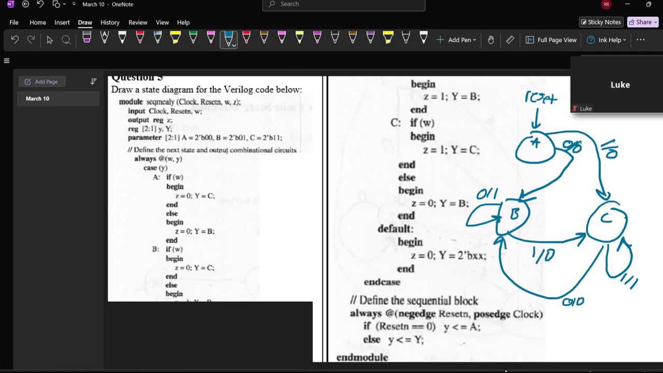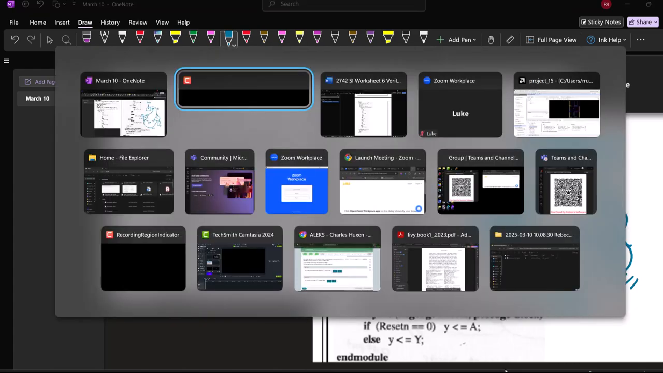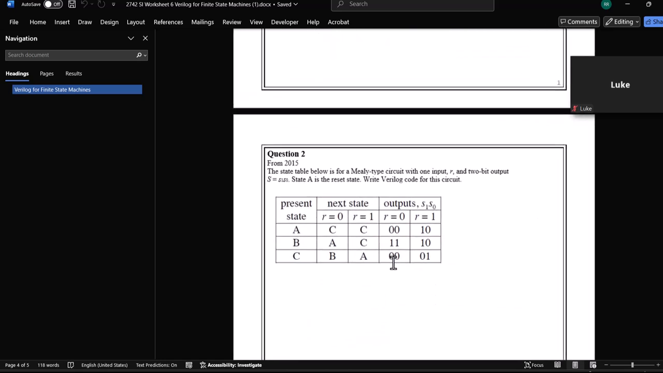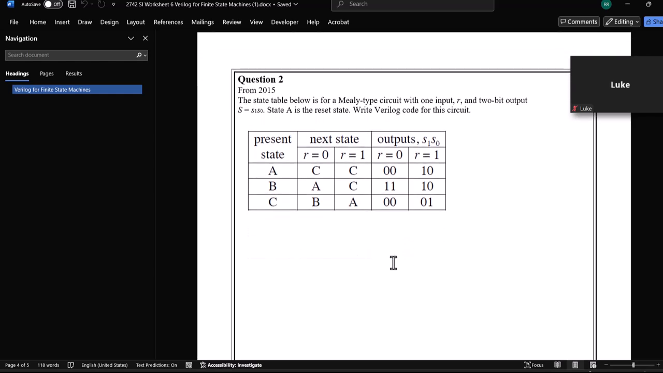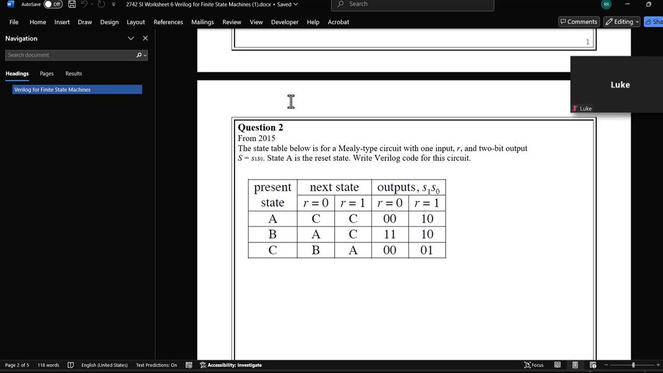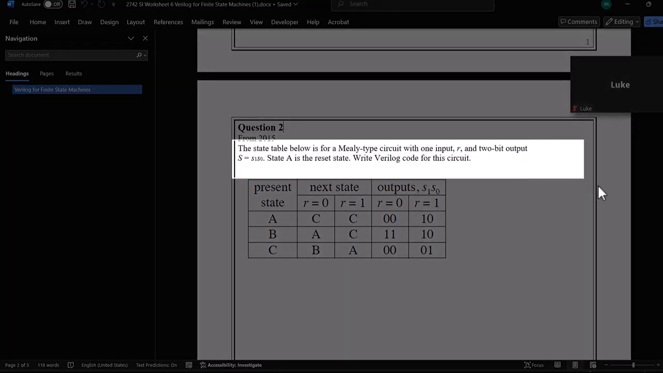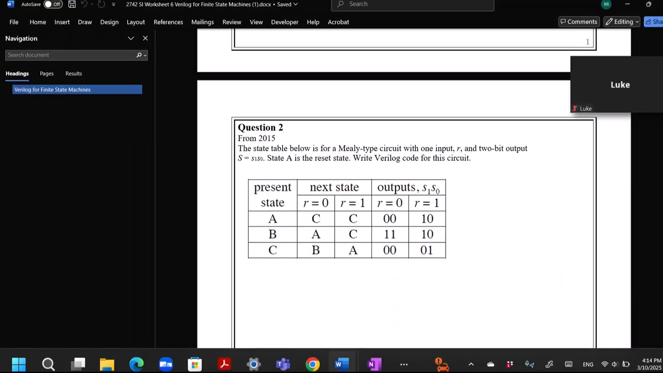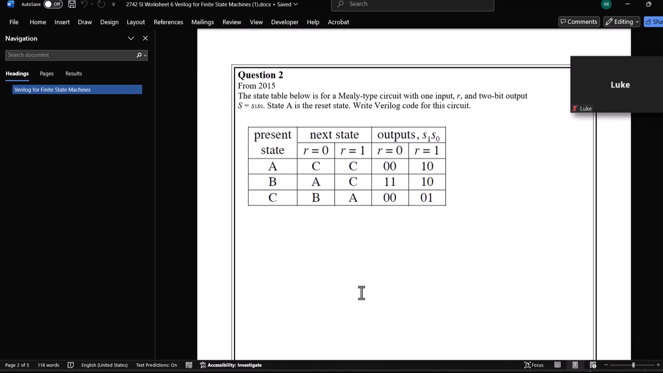Okay. All right. So now we're ready to do the harder part, and that is, given the state table for a Mealy type circuit with 1 input R and 2-bit output S1, S0, and state A is the reset code, write Verilog for this circuit. All right. So this is number 2.